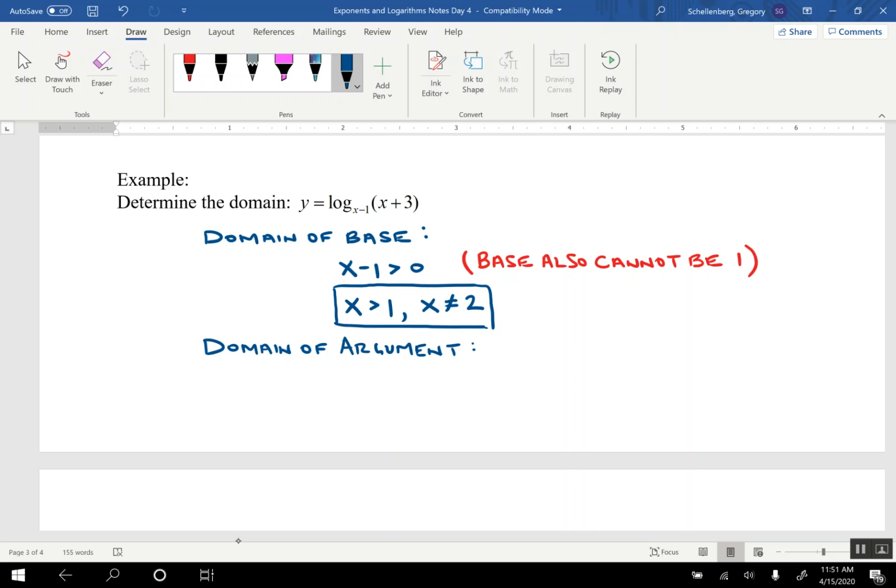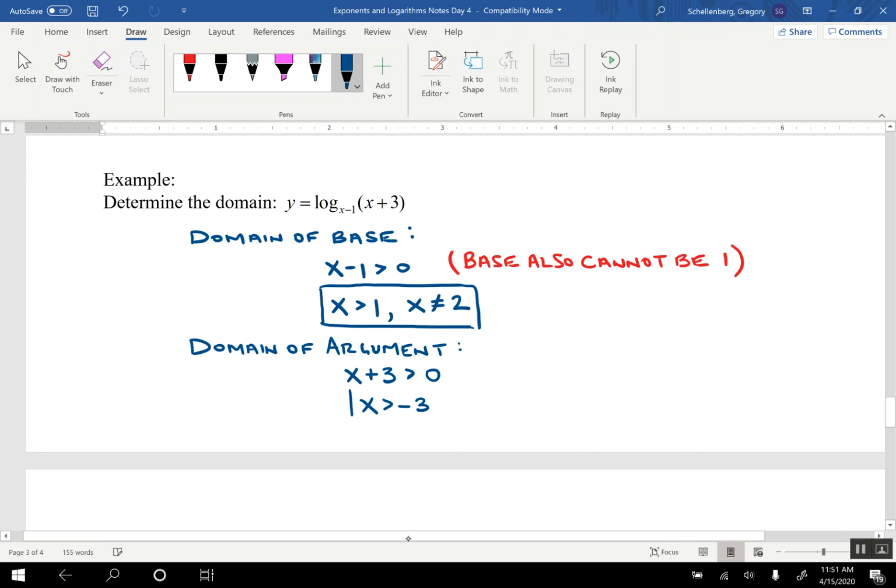Okay, so we can create an inequality here. We can say x plus 3 has to be positive, so it has to be greater than 0. And so we would say that x has to be greater than negative 3. Okay, so this is the domain of the argument.